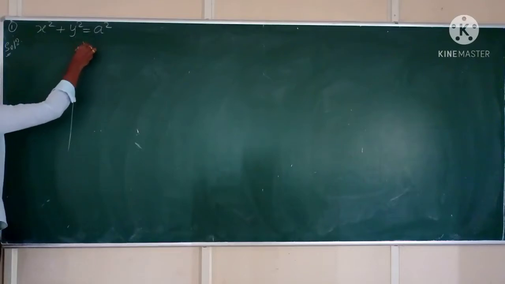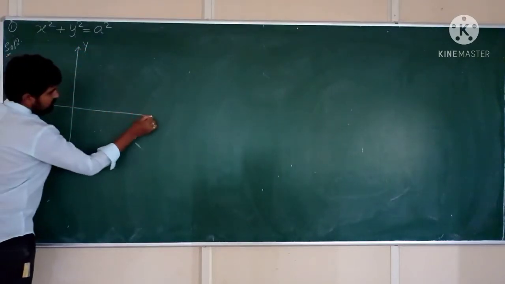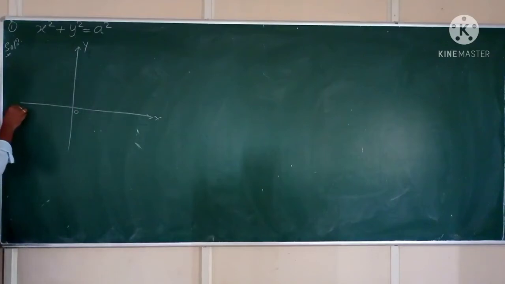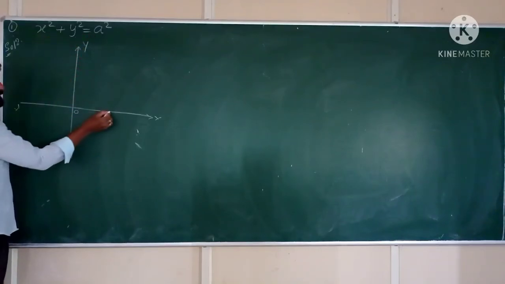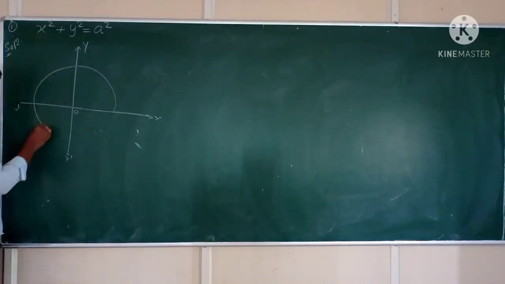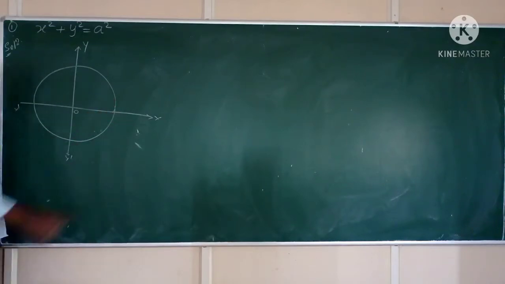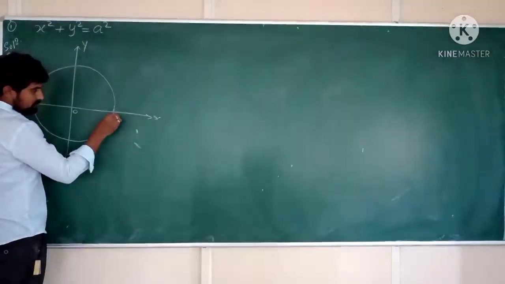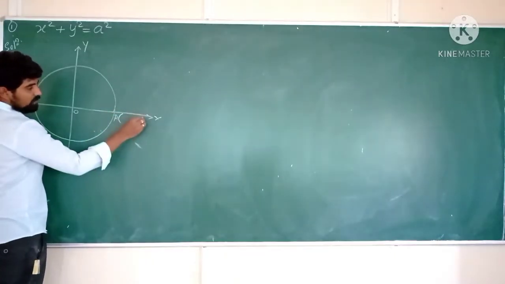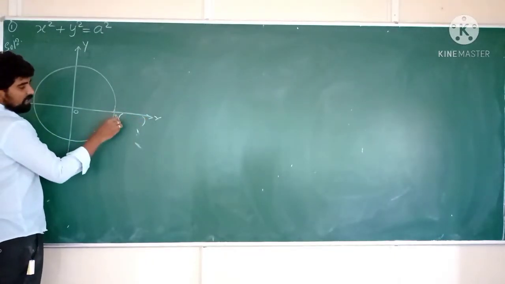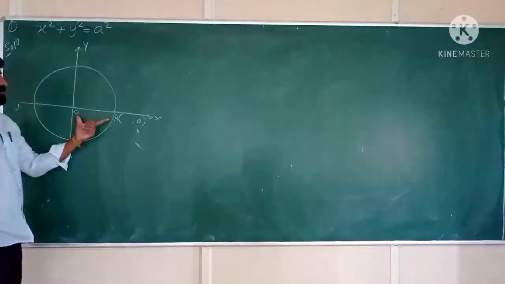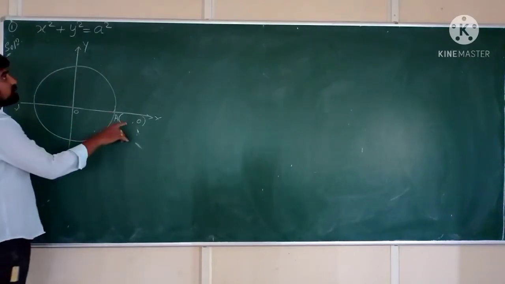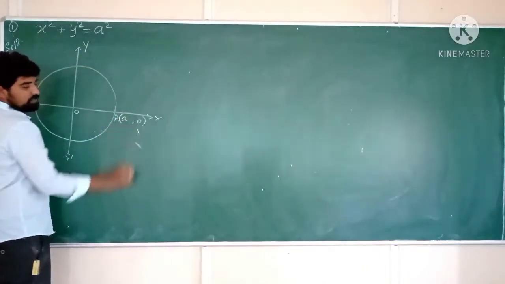This is the y-axis, this one is the x-axis, origin, x dash and y dash. So x square plus y square is equals to a square is a circle with center origin and radius is equals to a units. And this is the point A. This point A lies on x-axis. Therefore, y coordinate is 0 and OA is the radius of this circle and hence x coordinate should be equal to a units.